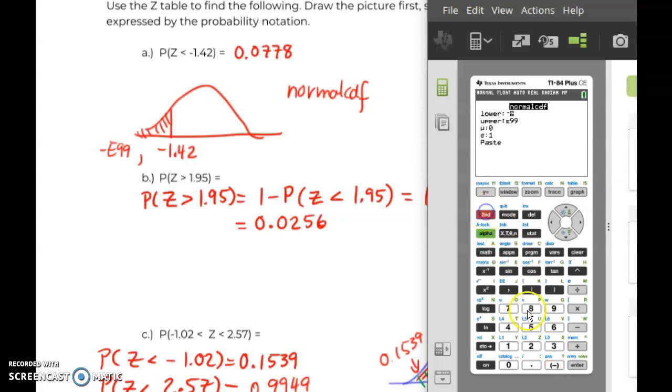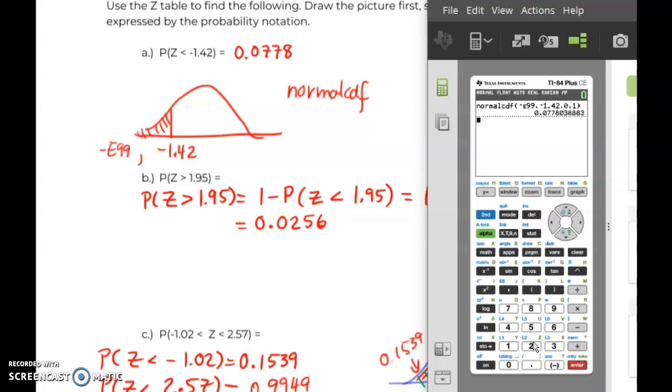And then we're going to use the second button and the comma, which is the EE. And then we're going to use 99. So this is actually negative 10 to the 99th power. So it's a 1 with 99 zeros. So it's a really, really small number. Our upper value, again, we're going to enter negative 1.42. We're going to hit enter, enter. And over here, that automatically puts in our mean of 0, our standard deviation of 1. And it gives us an area of 0.0778, same way we found it on the table.